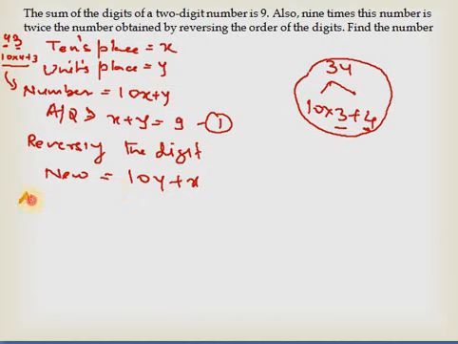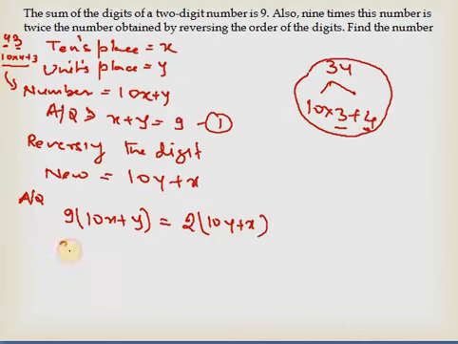Now according to the question, what is the question? 9 times this number is twice the number obtained by reversing. So if I take 9 times the current number, it is twice the number obtained by reversing. So twice, that means we need to multiply by 2 with this. This is 90x plus 9y is equals to 20y plus 2x.